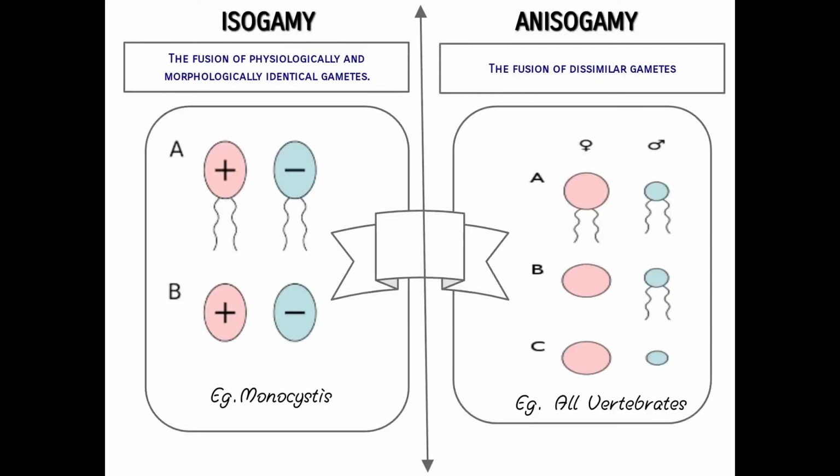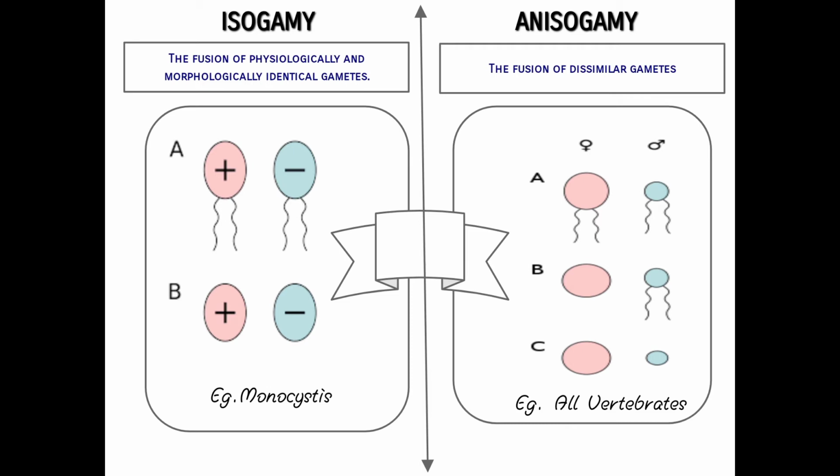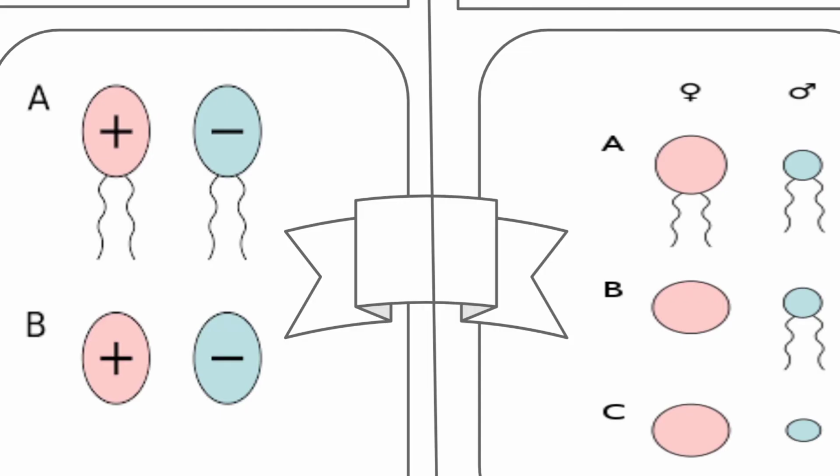Now I am just going to compare these two, isogamy and anisogamy. Iso means similar or identical, whereas aniso means it is different, or dissimilar. So when you see here isogamy, the fusion of physiologically and morphologically identical gametes. I have given the example, see the diagram, two gametes I have given, plus and minus. So both are looking the same in their appearance, right?